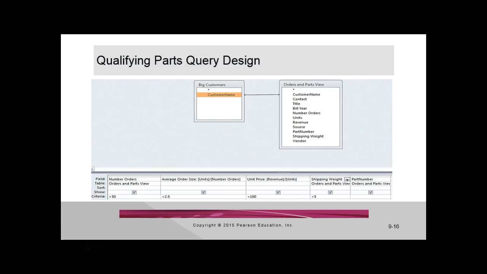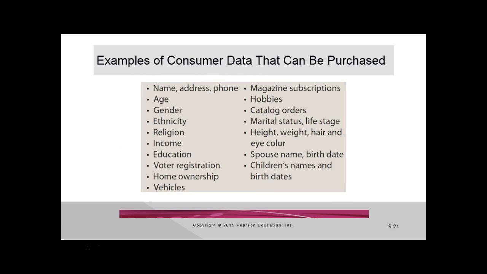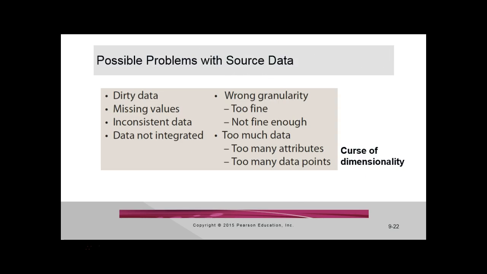Okay, so we've got like 3 or 4 minutes. Let's talk over here again. So we talked about dirty data, missing values, inconsistent data, data integrated. Data can also be the wrong granularity. It can be too fine or too coarse. What do you think that means? Too fine or too coarse? What do you think that means? Eric? It's either too specific or fair.